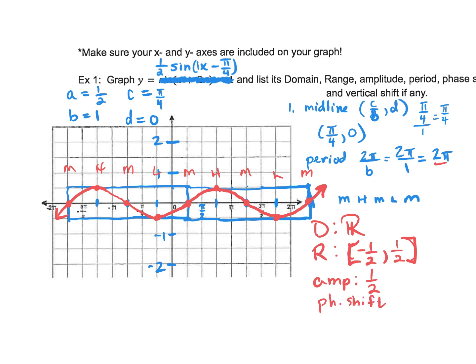Guess what? We found the phase shift when we found the midline, didn't we? Phase shift is C over B, is it not? Didn't we just find that right here? So what is my phase shift? So you're going to find all those things in the process. And vertical shift, you also found when you found the midline, because the vertical shift is D. So that's here. So what was my vertical shift? 0. And we found everything it asked us to find.